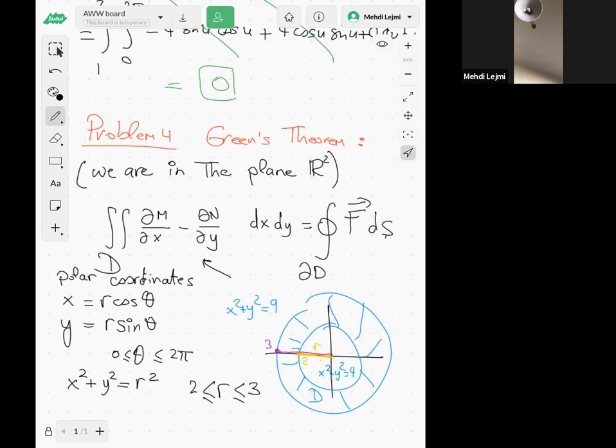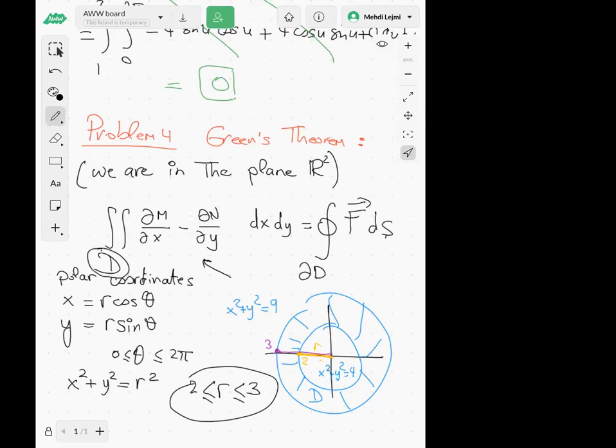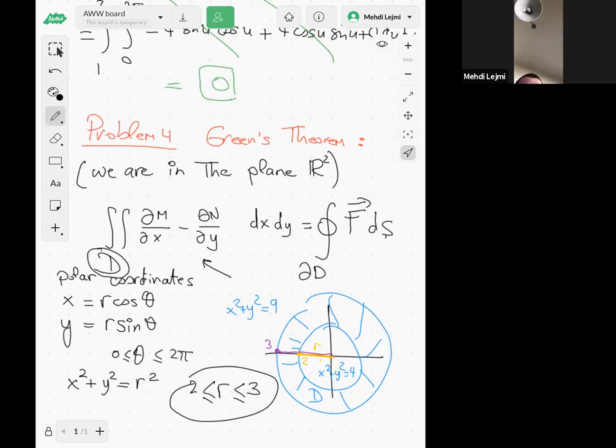You see how I parameterized this, how I found the domain. Here we don't parameterize the surface. It's not a surface in space. Here it's a region in the plane, so all you have to do is find the domain. When you use polar coordinates, theta is between 0 and 2 pi, and r is between 2 and 3. That's how we parameterize this annulus between the two circles. Does this answer your question?